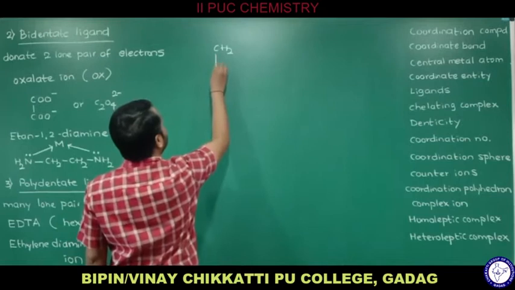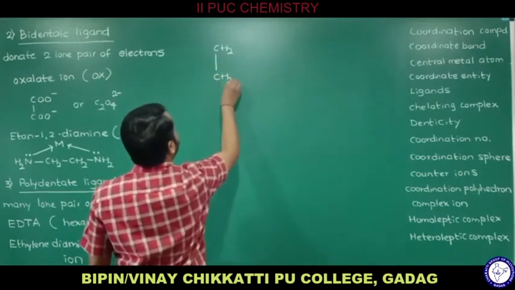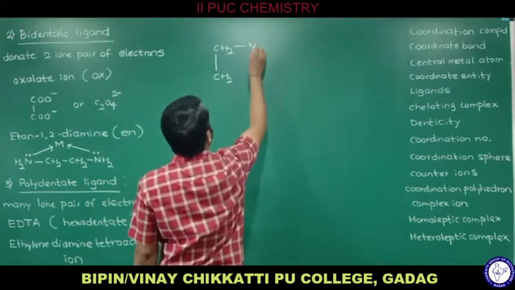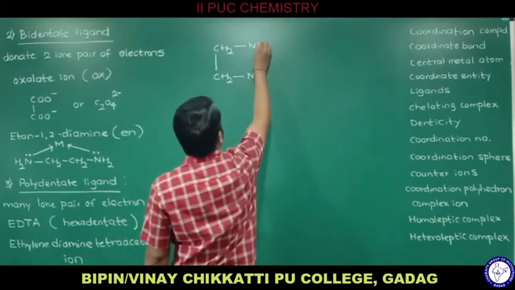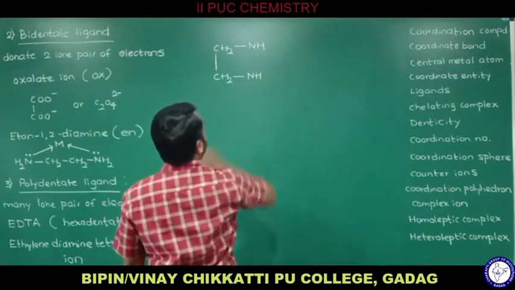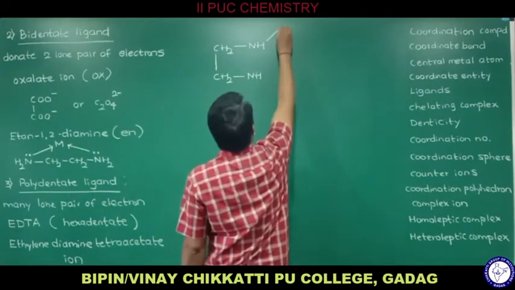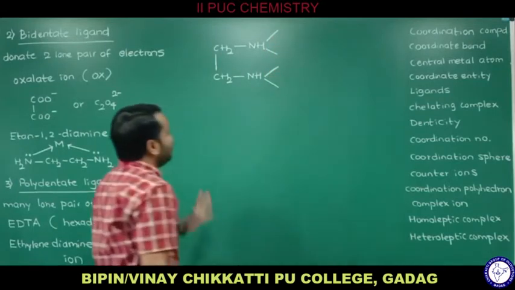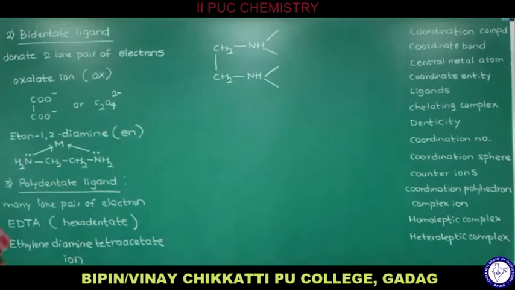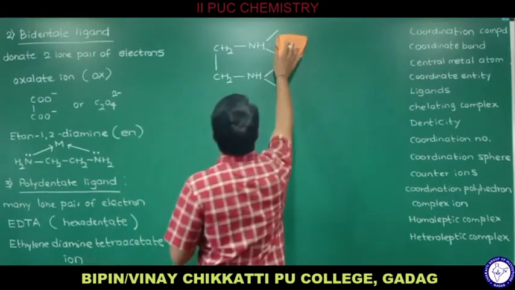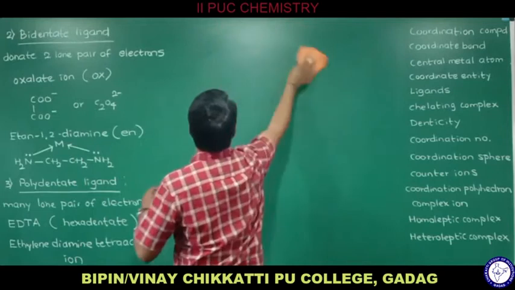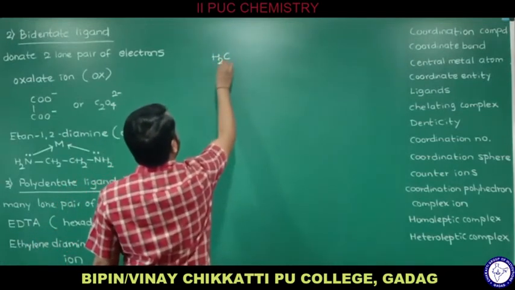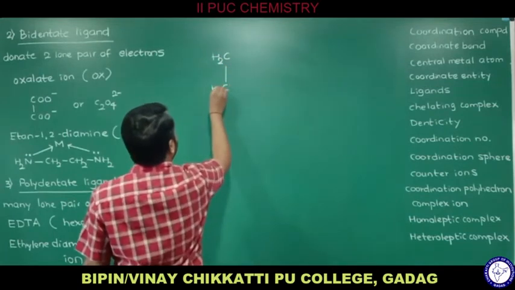Ethylene CH2, and here I consider CH2, and we have NH, nitrogen, ethylene diamine, isn't it? So NH and NH, we have the two bonds over here. So ethylene diamine tetraacetate, actually there is a bond between carbon and nitrogen. So let me draw in this fashion. It will be more preferred. So I write CH2 because I need to show the bond between carbon and nitrogen.